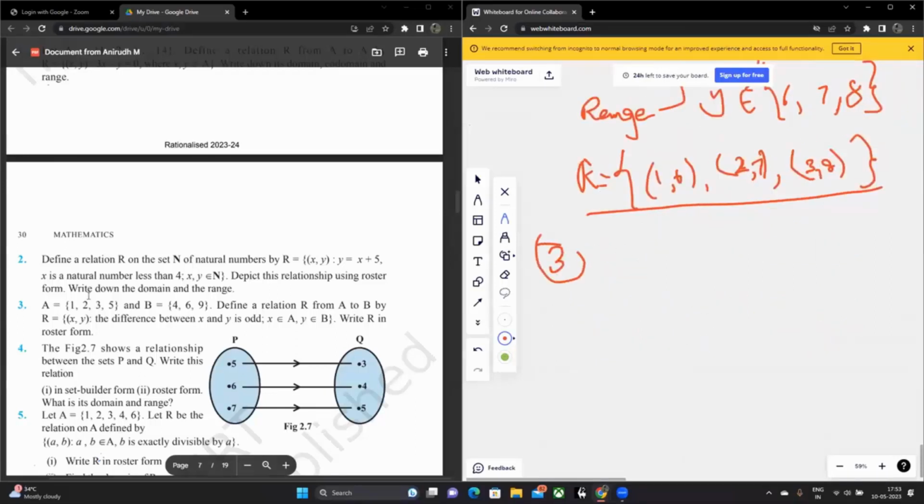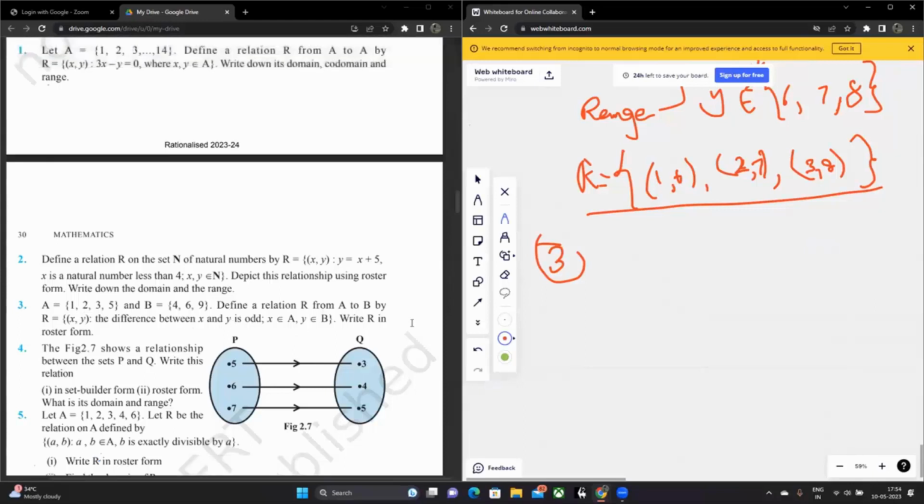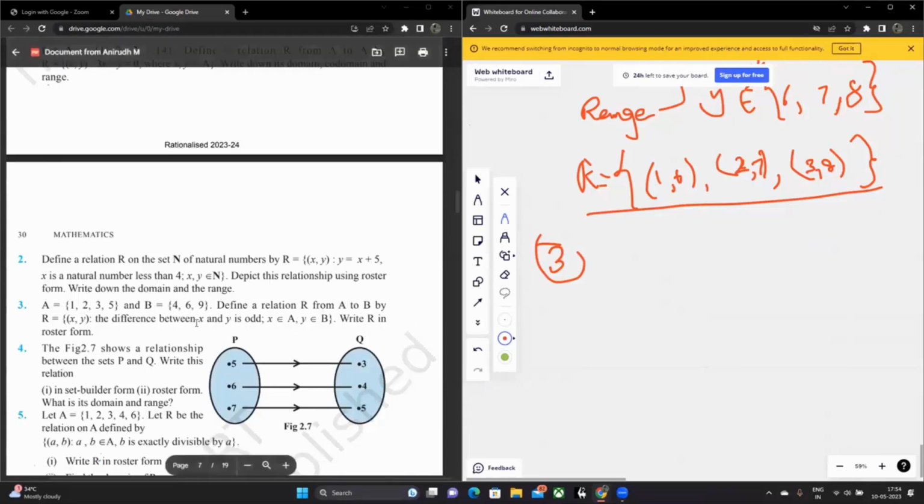Question number 3: A is {1, 2, 3, 5}, B is {4, 6, 9}. Define a relation R where (X, Y) is in R says that the difference between X and Y is odd. Write R in roster form. So here we are basically given that the difference between X and Y, that is the absolute difference |X minus Y|, is odd. So this basically means that X and Y are of different parities, right? Where parity is basically the oddness or the evenness of each number. If X is odd, then Y has to be even, and vice versa.